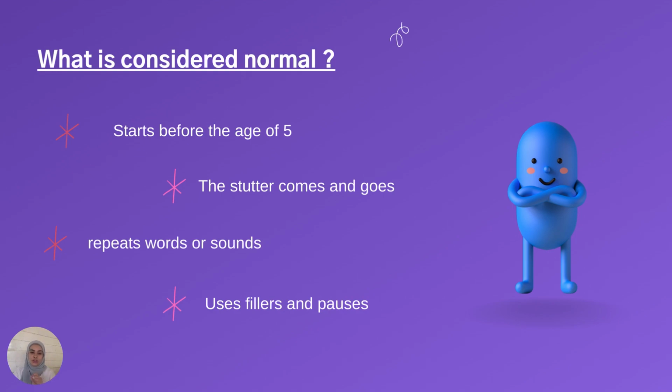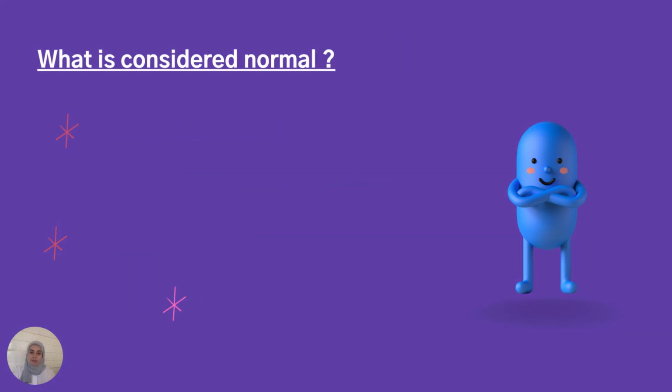Okay, now we know why, and we know it's normal, but let's dive deep into what is considered normal. So what really is considered normal? A normal stutter that you should not really worry about is something that starts before the age of 5. It's a stutter that comes and goes, so it's not all the time. And it's a stutter where the child will repeat words or sounds or use fillers or pauses. So he'd pause before he talks. These are all considered normal characteristics of a stutter. So nothing to worry about there. But there are things that you do need to worry about. So let's talk about the red flags.